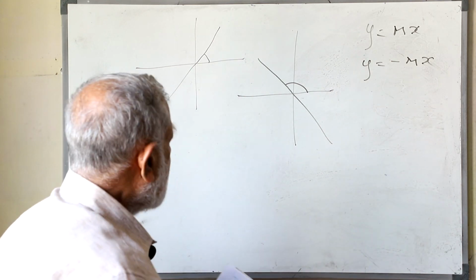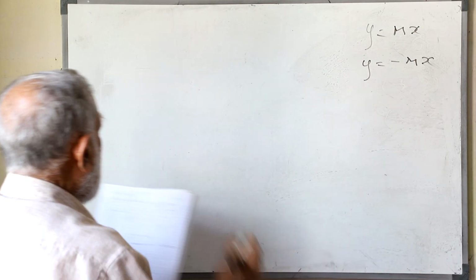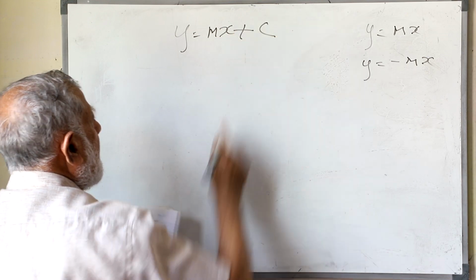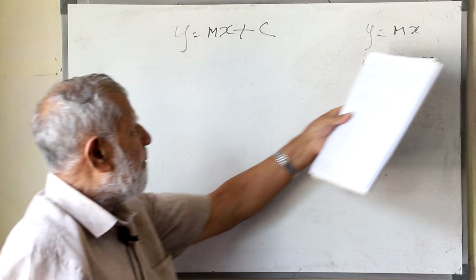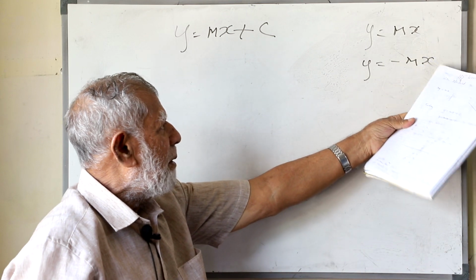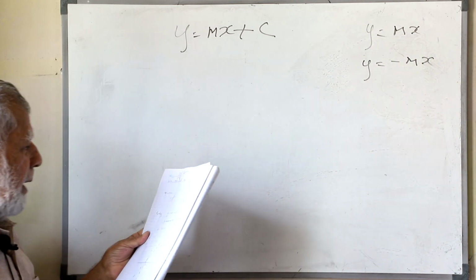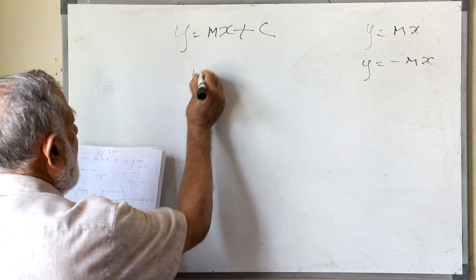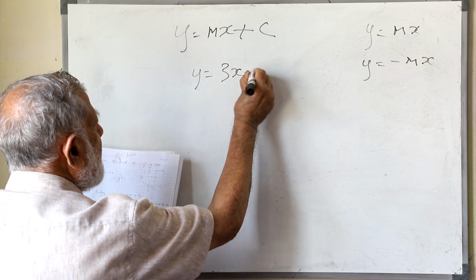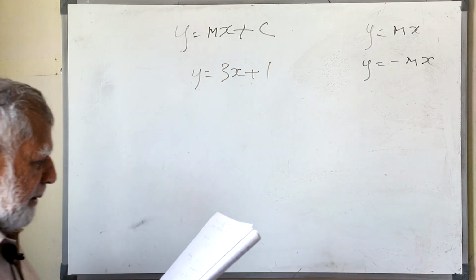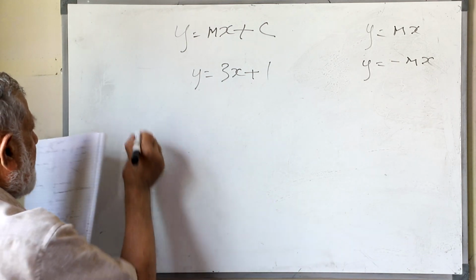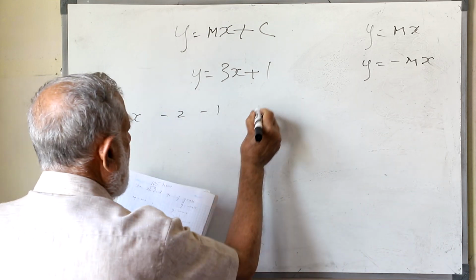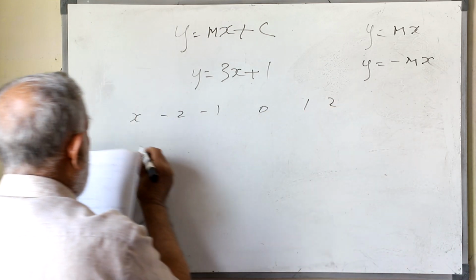Now we are going to study a different type of graphs. It's called y is equal to mx plus c. Here it is y is equal to mx plus 0, but we don't write the 0. So here it's going as y is equal to mx plus c. So we'll take a typical example. We'll take the graph of y is equal to 3x plus 1 and we'll make the table for that. So we'll take table from x equals minus 2, minus 1, 0, 1, 2 and y value.